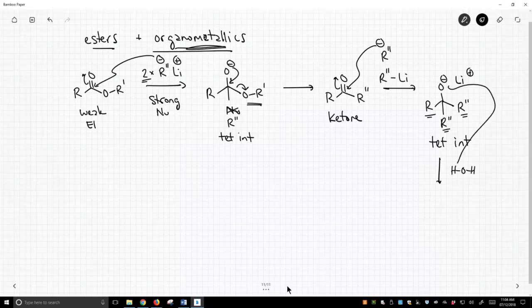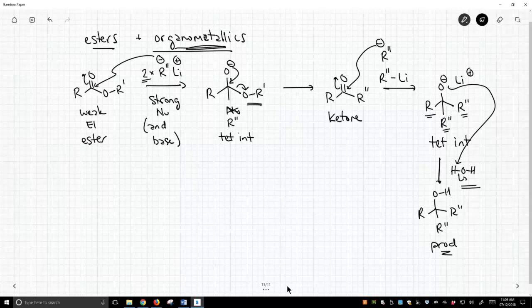Now, it's kind of a quiz question. Why don't we have water in this reaction? Well, we don't have water to start with because we're doing organometallic chemistry. And organometallics can't exist in the presence of water. They're too basic. It's a strong nucleophile and a strong base. And water will protonate it. So this addition of water will have to be a second step. So here's our final product. We get an alcohol from our ester.